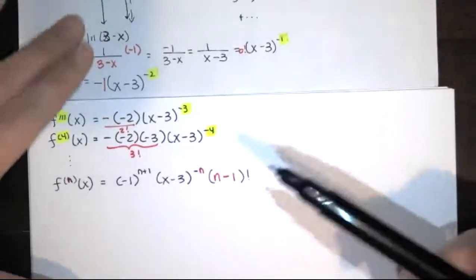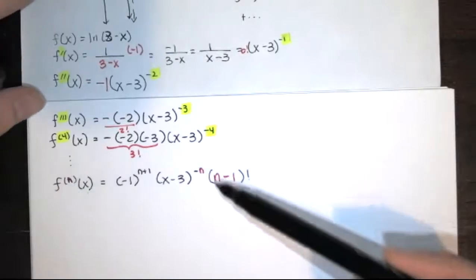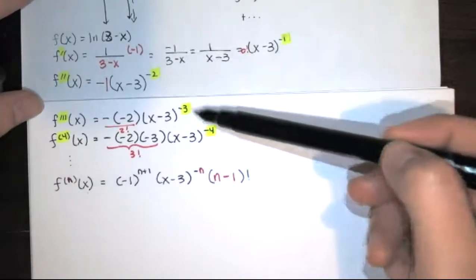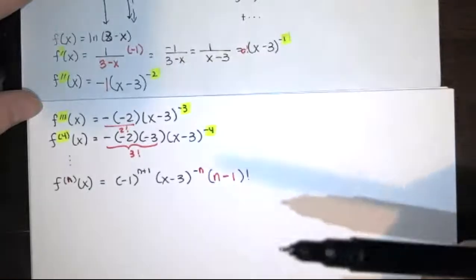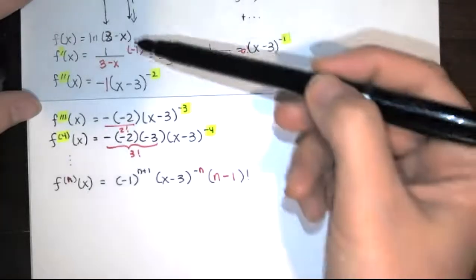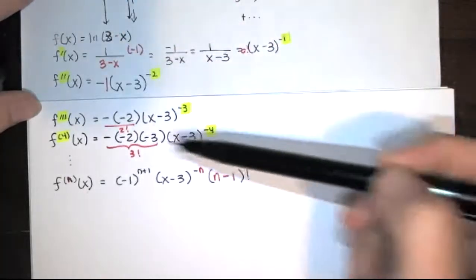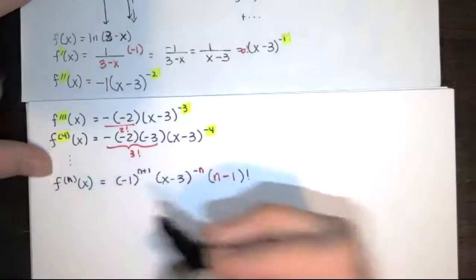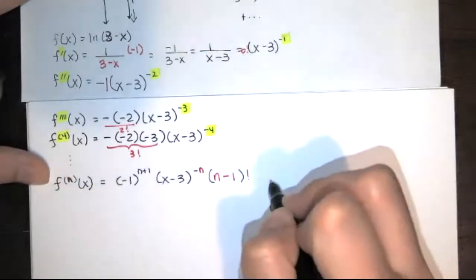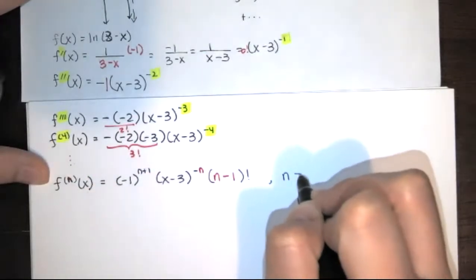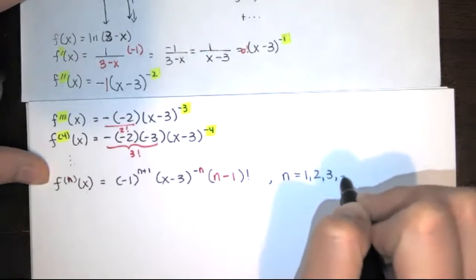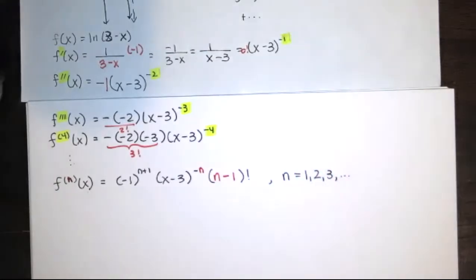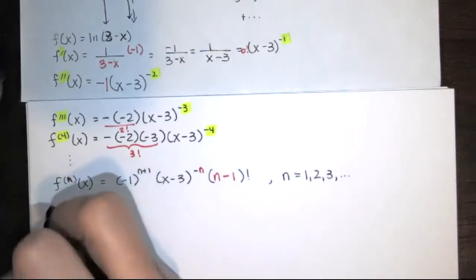Oh, and notice one other thing. This pattern holds for n equals 1, 2, 3, and 4, but it doesn't hold for that 0th derivative. For the 0th derivative, it doesn't look anything like that. It's going to be a natural log of 3 minus x. So this is the nth derivative of f evaluated at x for n equals 1, 2, 3, all of those positive integer values. N equals 0 has to be handled separately.